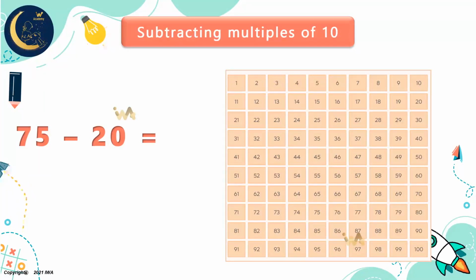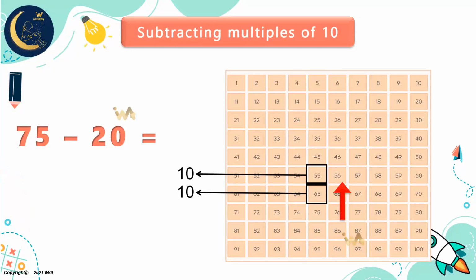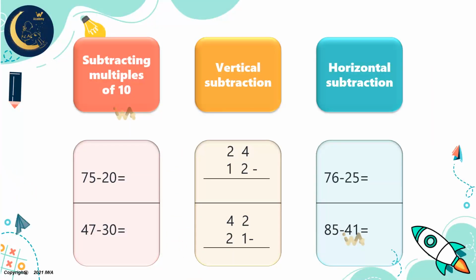Well, first we will find the number 75 on the chart. Here it is. Then we will count the multiples of the number 10 we have, which is 20. Well done. And we will do that using descending order by moving towards the top of the chart. Let's go. Here the first 10, then the second 10. So we have subtracted 20, and the difference is 55. Let's put the answer 55 in this section. Well done, my friends. Now, let's start the second question.